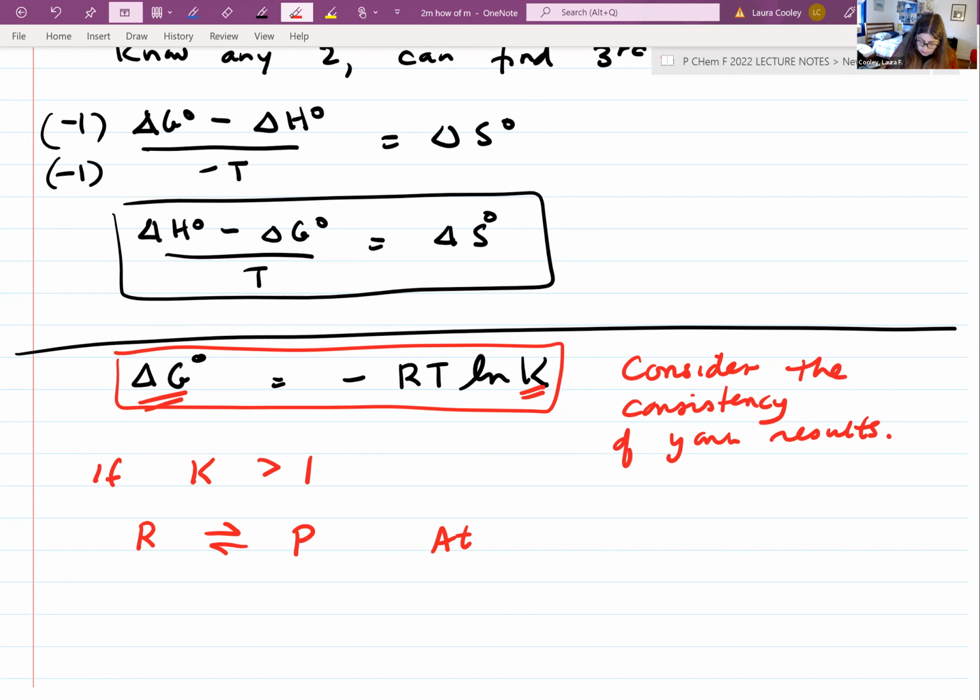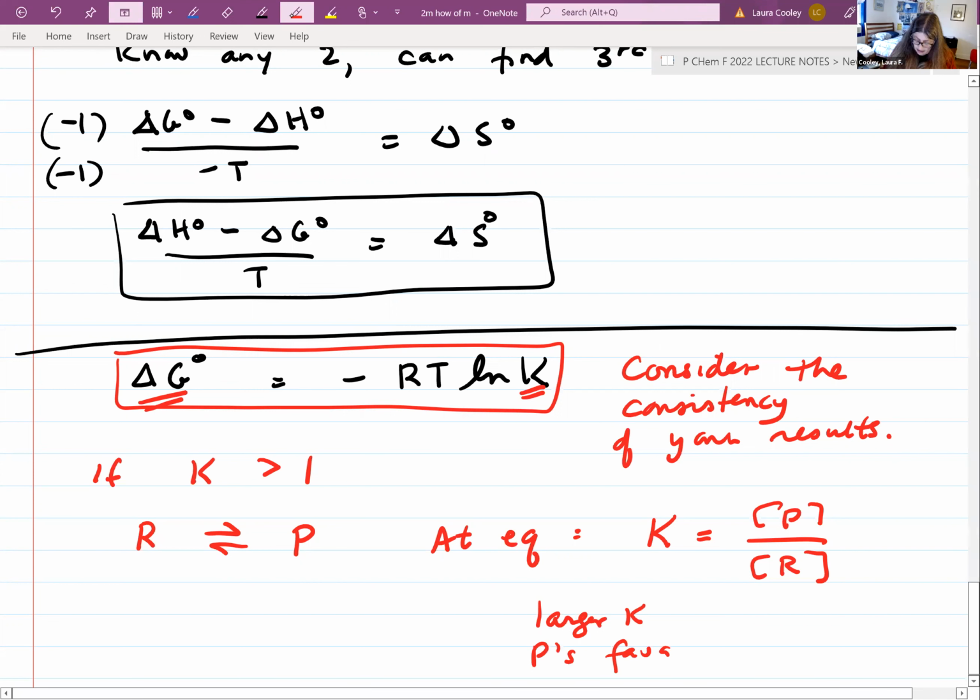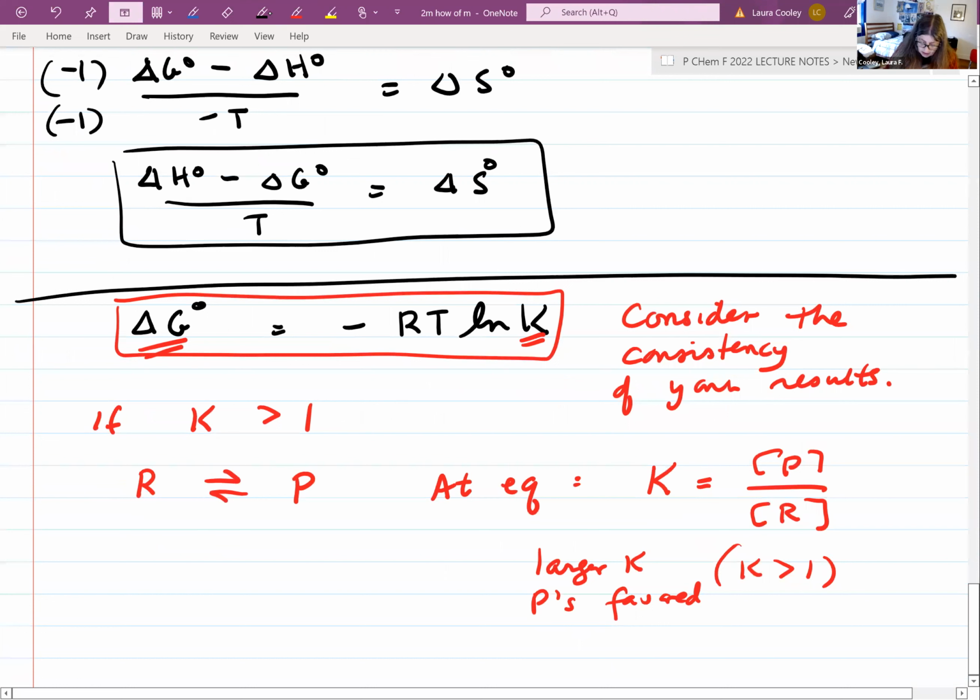At equilibrium, K is the concentration of products over the concentration of reactants. If it's gases, it'd be pressures, but whatever. A larger K means that products are favored. And so that's what I mean when I say K greater than 1 is favoring the products. So if K is greater than 1, products are favored.